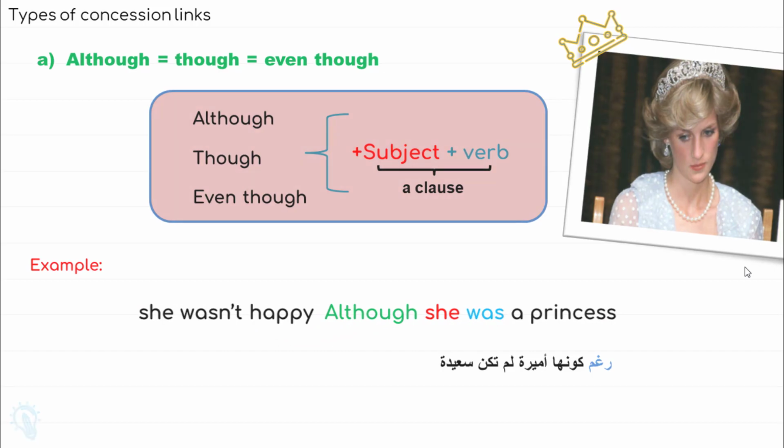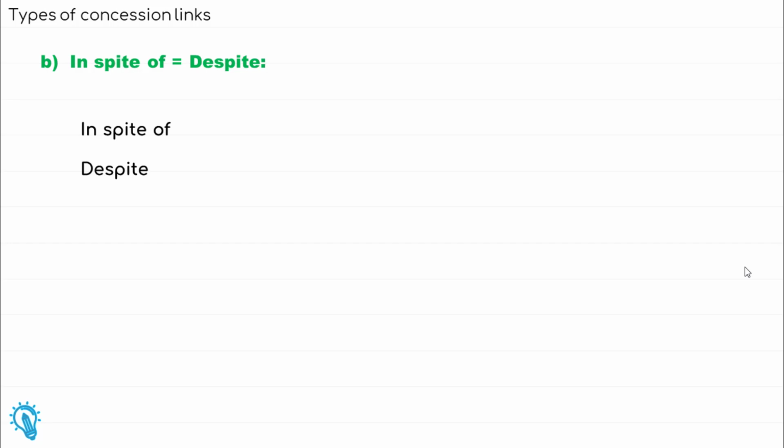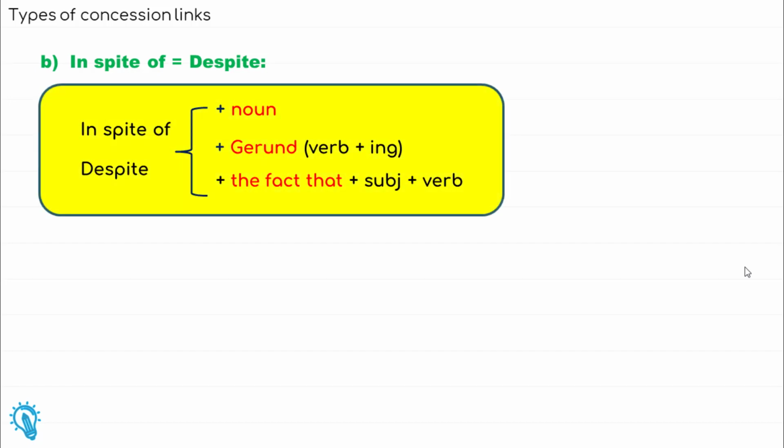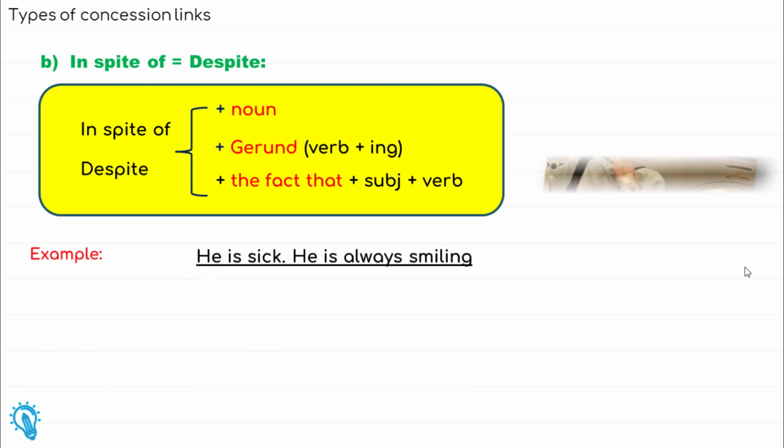We move now to in spite of and despite. They are usually followed by a noun or a gerund. Gerund means a verb plus ing: going, watching, playing. And they could be followed by the fact that plus a clause. Example: he is sick, he is always smiling.